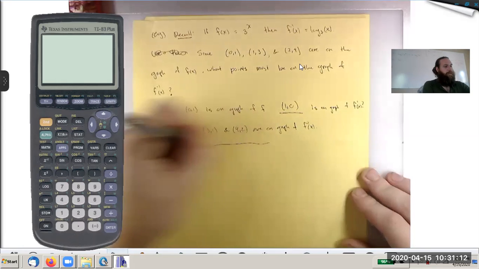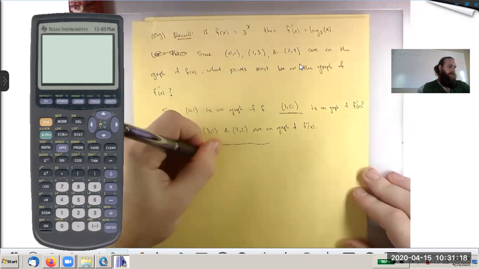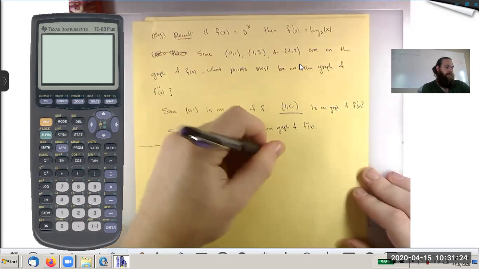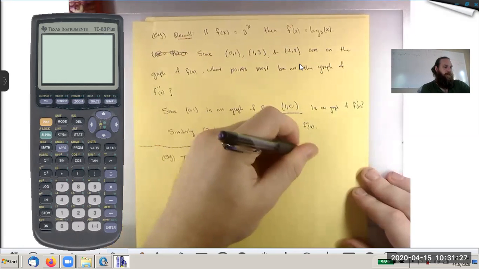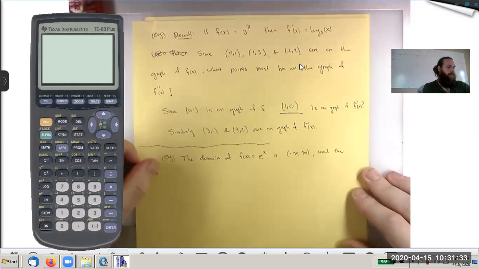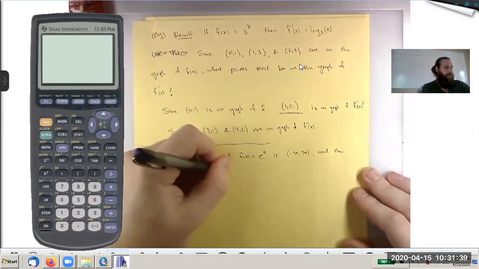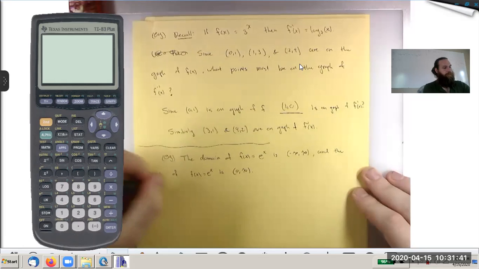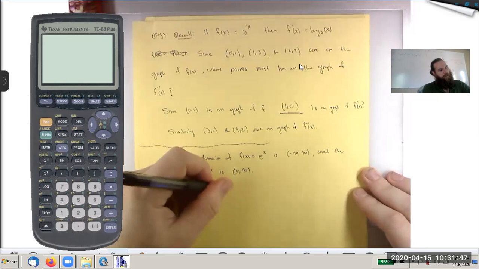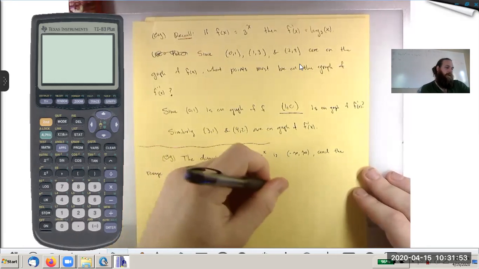We can extend this a little bit. The domain of f of x equals e to the x is all real numbers, negative infinity to infinity. And the range of f of x equals e to the x is 0 to infinity. What is the domain of the inverse function f inverse of x equals ln of x?